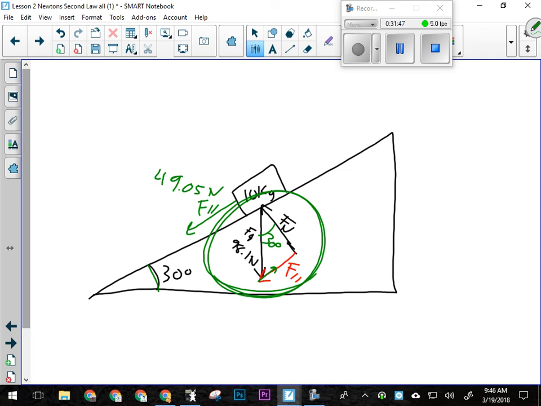Anybody need that diagram anymore? If you didn't write it down, you should. So I'll leave it up there for a minute because now a lot of people want to write it down.